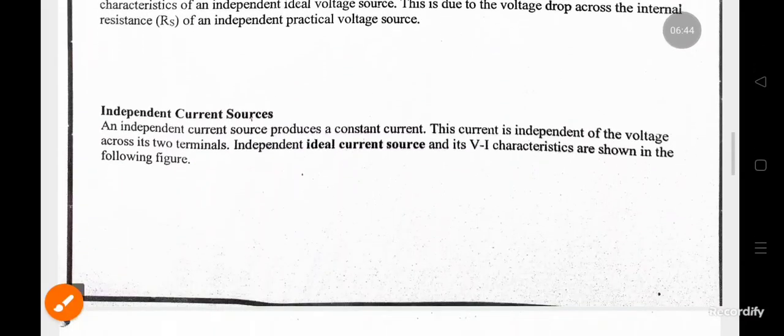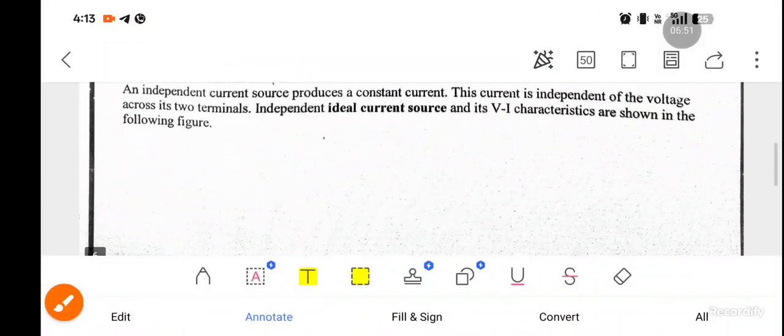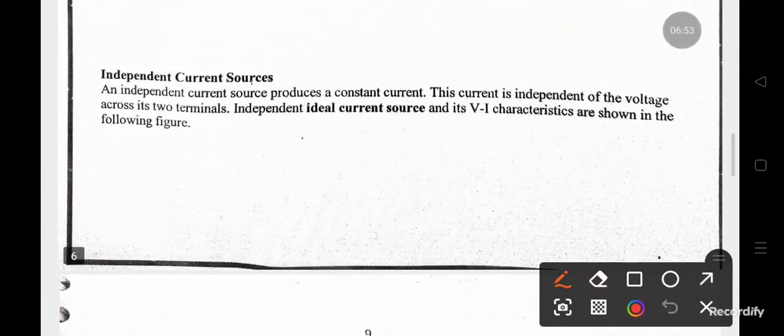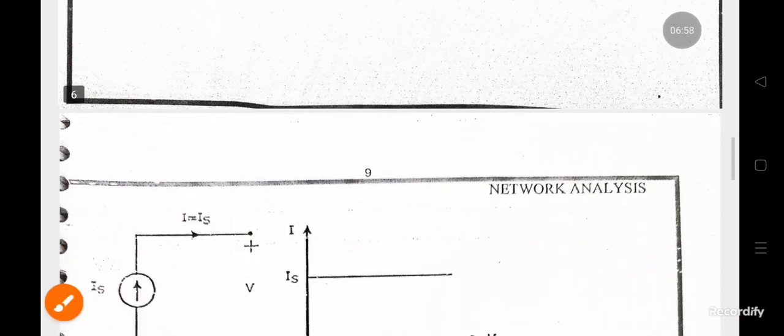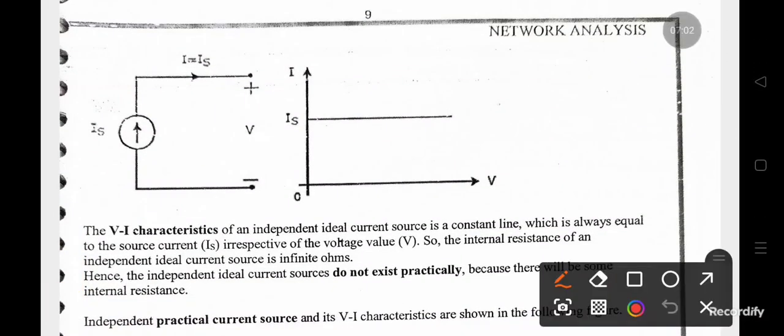Second, independent current sources. An independent current source produces a constant current. This current is independent of the voltage across its two terminals. Independent ideal source and its VI characteristics are shown in the following figure. Same as the independent voltage source, the independent ideal current source also has a constant line in its VI characteristics because it is irrespective of the voltage value and it has no internal resistance in ideal.